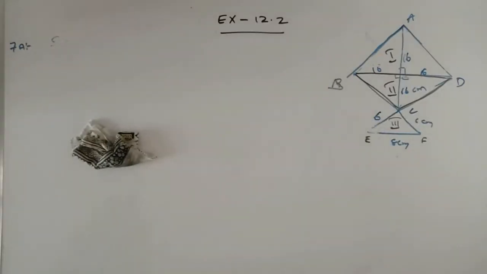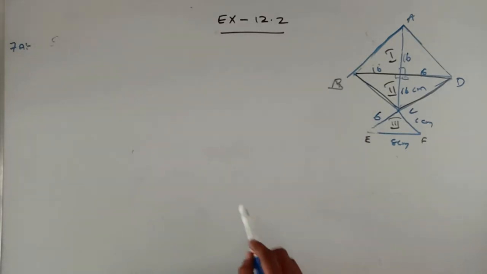Children, see the 7th question. A kite is in the shape of a square with a diagonal 32 centimeters and an isosceles triangle of base 8 centimeters and sides 6 centimeters each, to be made of 3 different shades as shown in the figure. How much paper of each shade has been used in it?